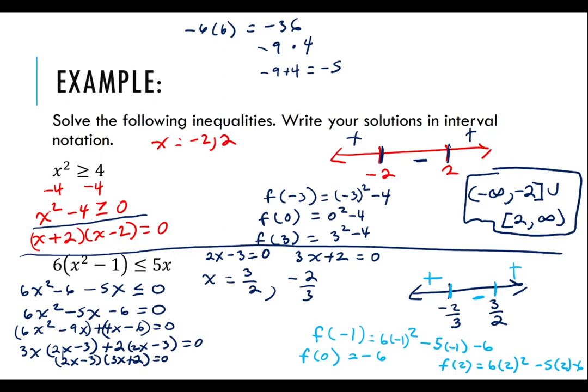Then notice that our solution set is going to be the stuff that is less than or equal to 0, or the negative values, and so our solutions are including negative 2/3 up to 3/2, and there's our solution set where our function is less than or equal to 0.